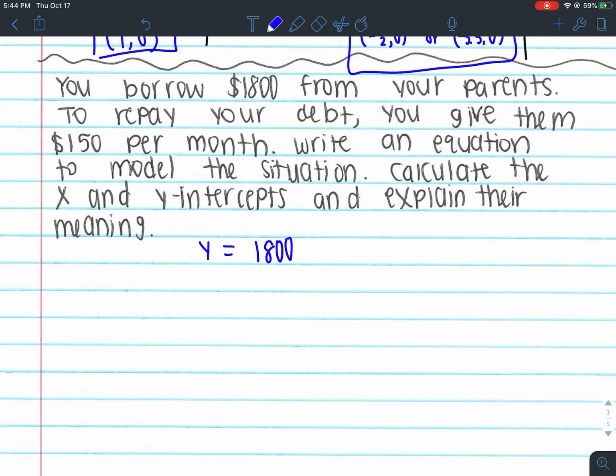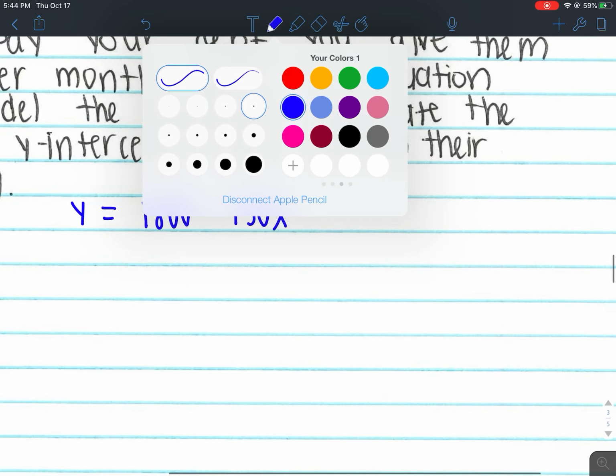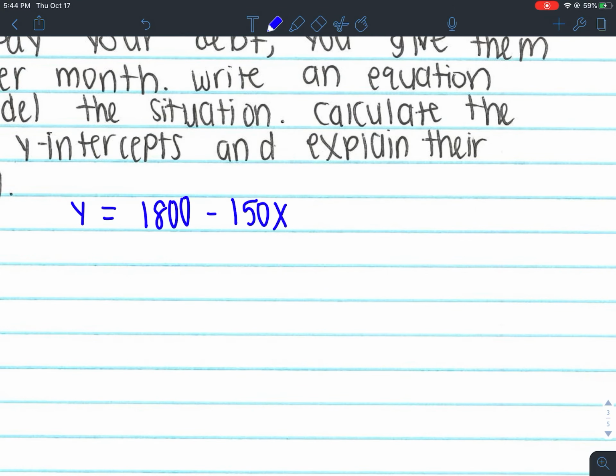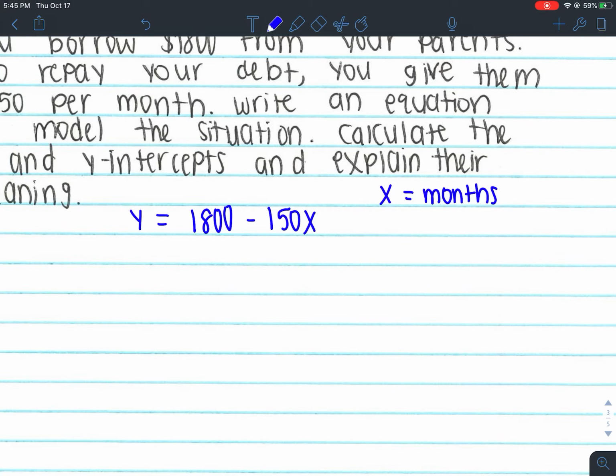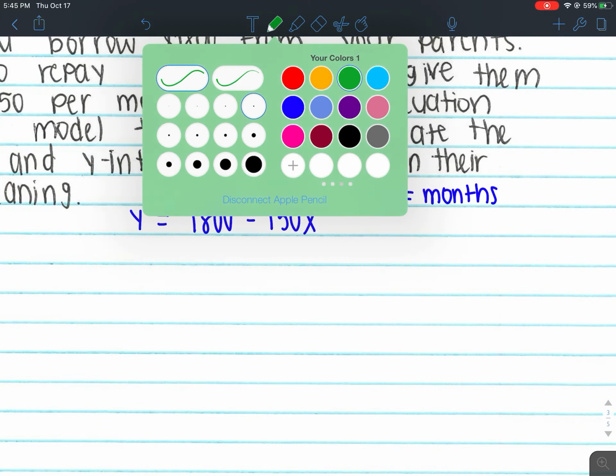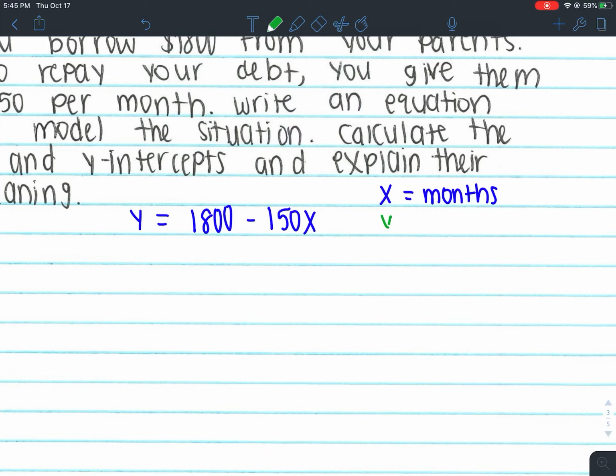But I'm going to be repaying them back each month, and I'm repaying them $150 per month. So as I'm repaying them back, the money that I owe them is getting less and less. And every time I do it, I'm doing it per month. So it's going to be minus 150x because you're doing it each month. So what do you think the x would represent? The x would represent the months, right? Because every month I'm giving 150 back to them, and then I owe them less and less money.